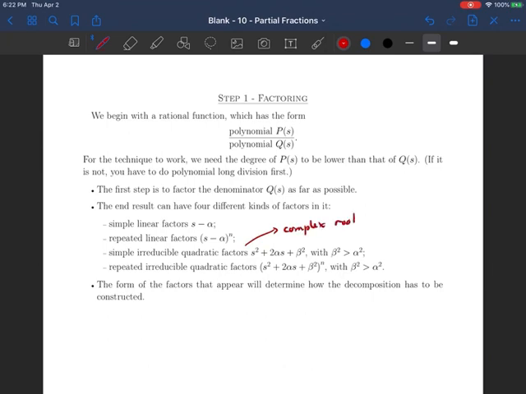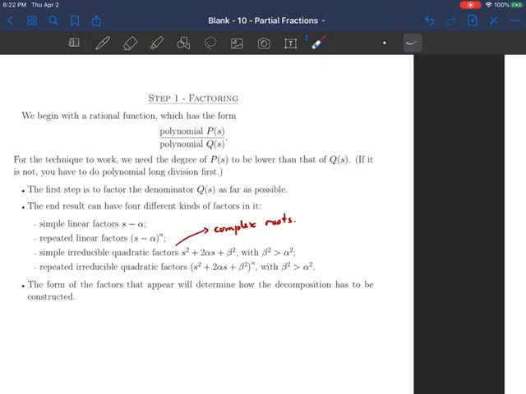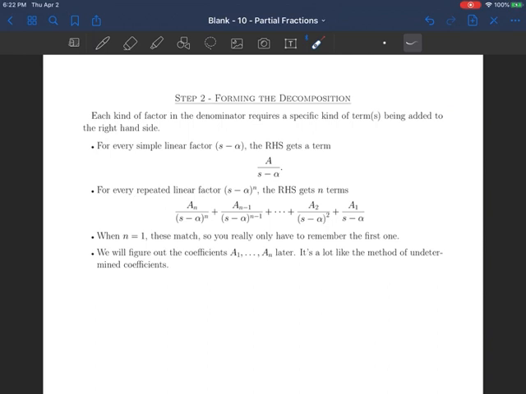So irreducible quadratic factors have complex roots. If the roots are real, then you can factor more. If not, you're stuck like this. So we can have irreducible quadratic factors, and we can also have repeated irreducible quadratic factors, so we could have them raised to some power n. The form of these factors that shows up determines what the decomposition will look like on the other side. It'll tell us what pieces we have to put together in order to do a partial fraction decomposition. So let's look at, for each of these four things that could come up, what do we have to put on the other side? All right, so the first two are the linear factors.